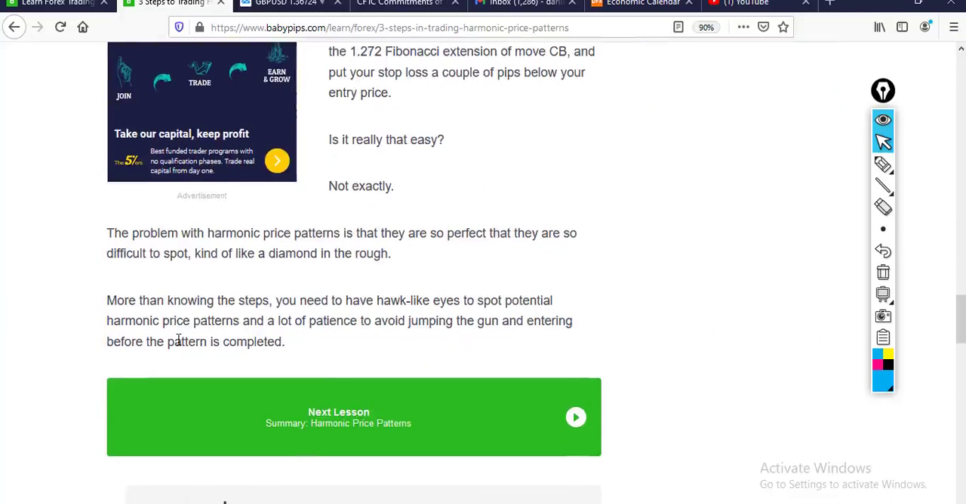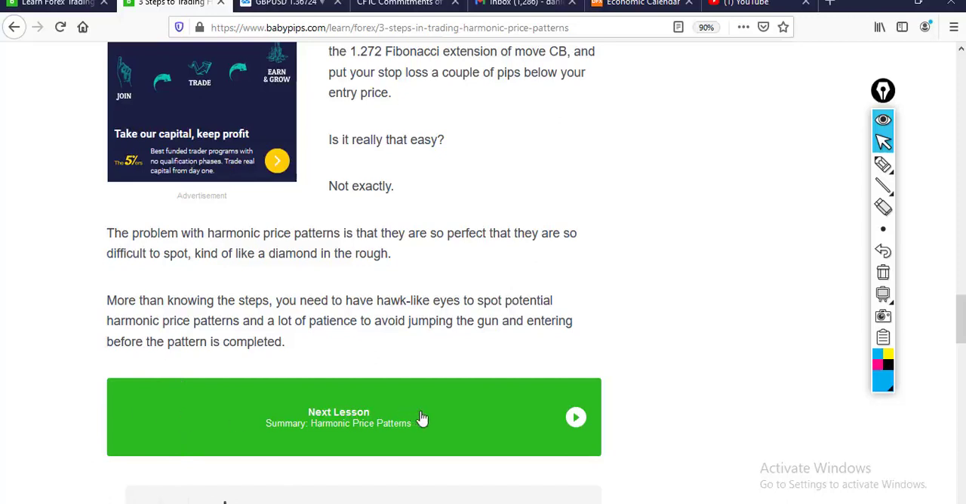Now the problem you're going to encounter with harmonic price patterns is that they're not perfect and they are very difficult to spot, so you have to be kind to yourself. So more than knowing the steps, you need to have a hawk eye to spot potential harmonic price patterns, and a lot of patience to avoid jumping the gun and entering before the pattern is completed. So it's a lot of work, like I have been saying, it's a lot of work, my friends. So take your time, please.